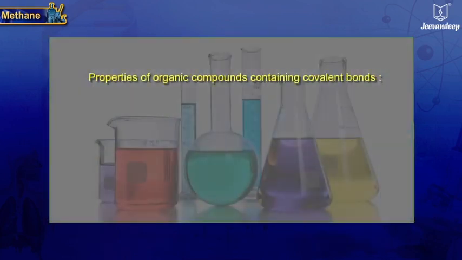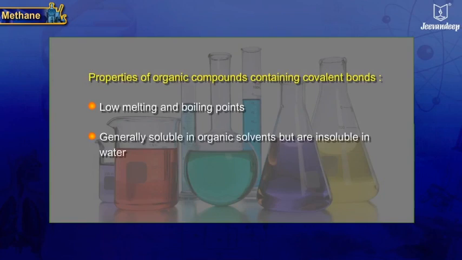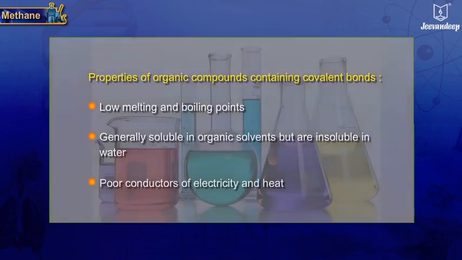Some properties of organic compounds containing covalent bonds are: melting and boiling points of covalent compounds are low. Compounds containing covalent bonds are generally soluble in organic solvents but are insoluble in water. They are poor conductors of electricity and heat.